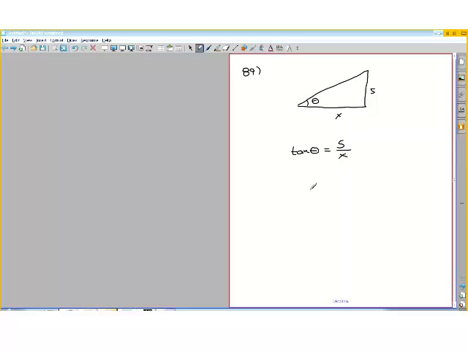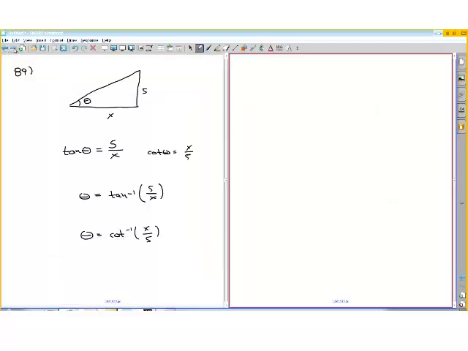So that's it. Now, that's the relationship. But they want theta as a function of x. So we take the inverse tangent. So we say theta is equal to the inverse tangent or arctangent of 5 over x. Or we could have done it, the cotangent of theta is equal to x over 5. So we could also say that theta is equal to the inverse cotangent of x over 5. Either way, we get the same answer.